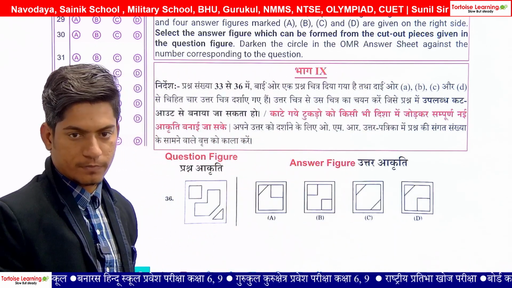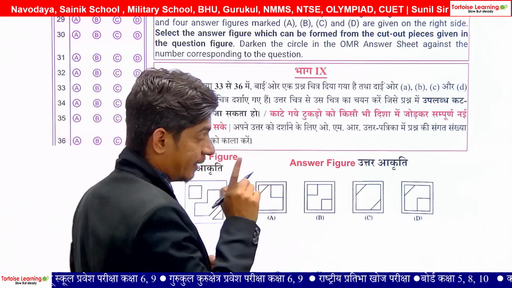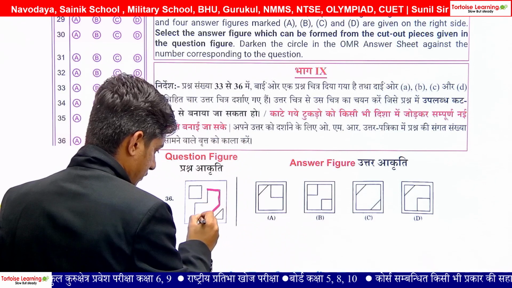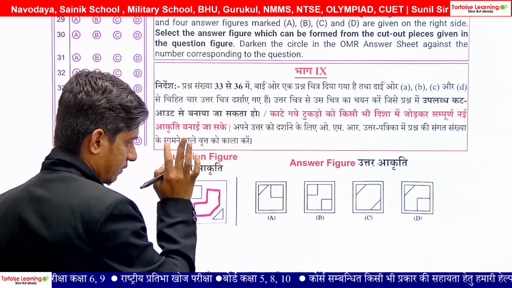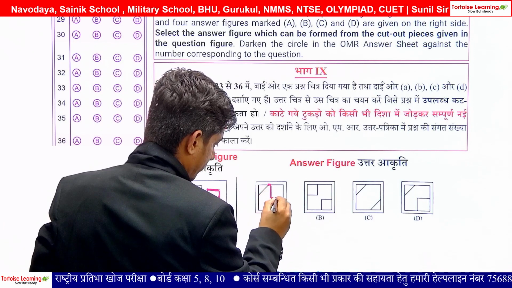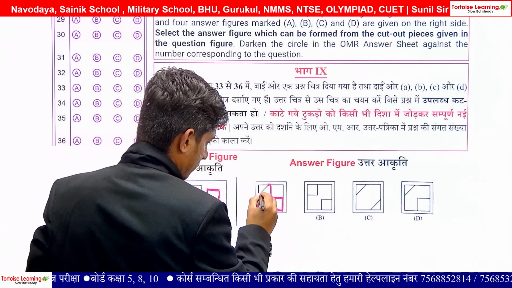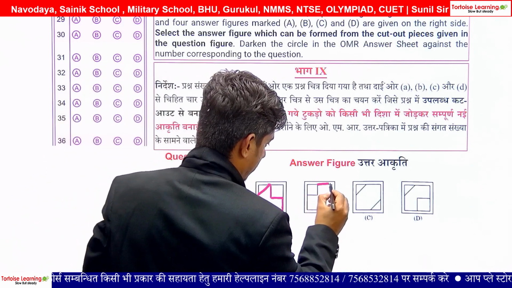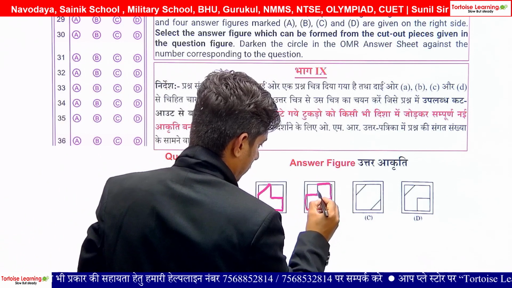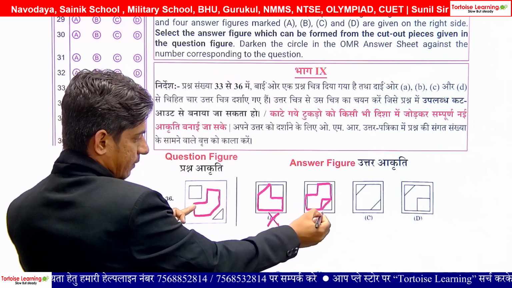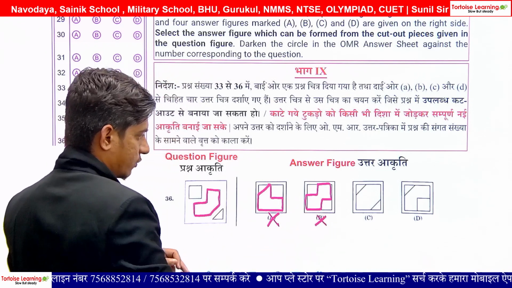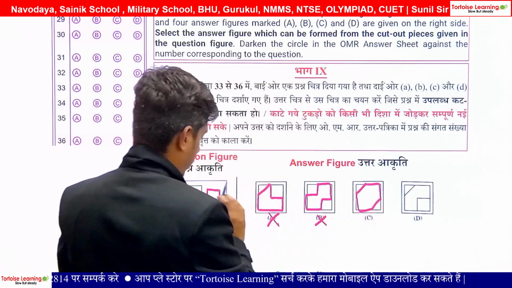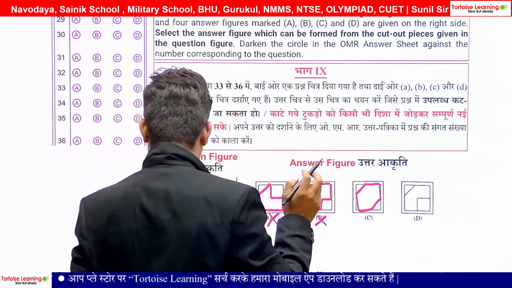The next, this is a little confusing. I want a shape like this, but if you look at this, these shapes are not the same, so this is wrong. But if you look at this one, a little part is missing, so this is the wrong answer. If you look at this, this is also wrong, and we are left with the last one.